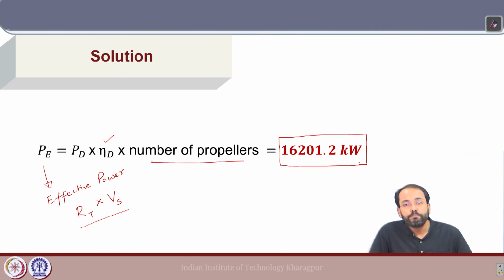So these simple problems on propulsive coefficients and powering can give some idea on how to evaluate the powering performance of a ship based on some operational conditions.